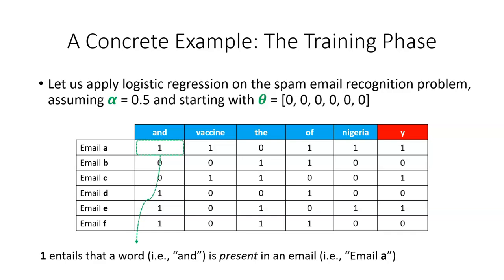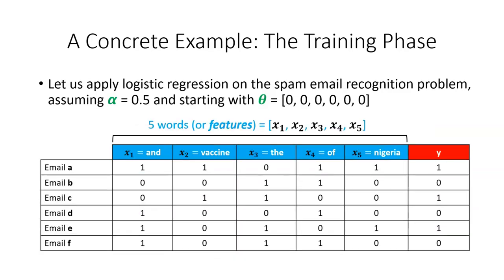So now, one entails that a word like 'and' is present in the email. This is just giving you some clues. Zero here means the word 'and' is absent from the email. So 'and' is not in the email, for example email B. It is giving you some examples related to that.